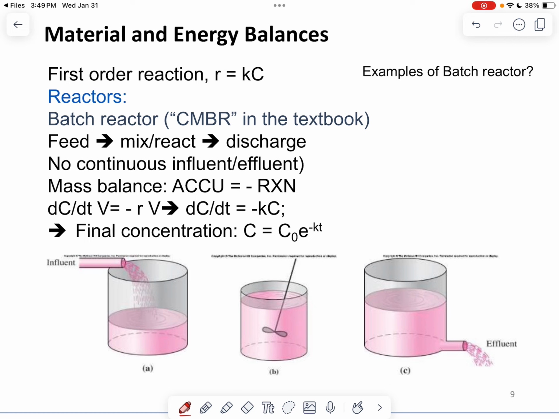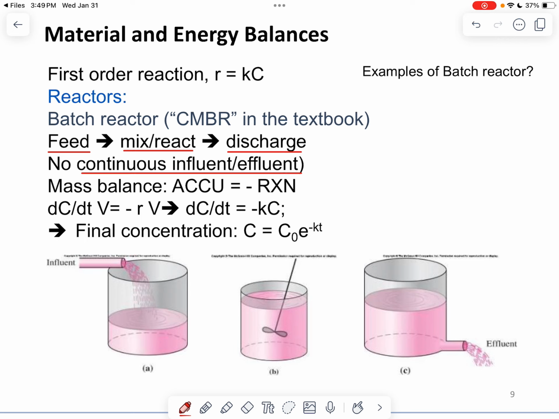So it's the same process here where you have a pot, and then you add all the ingredients, and then you start to warm it up or cook it, right? At the same time, you use a stirrer to make everything even, well mixed, and then eventually discharge them and put it onto the table, right? So if you consider the process, you first feed the reactants and then mix and let them react, and finally discharge. So one feature for this batch reactor is that there's no continuous influent or effluent, right?